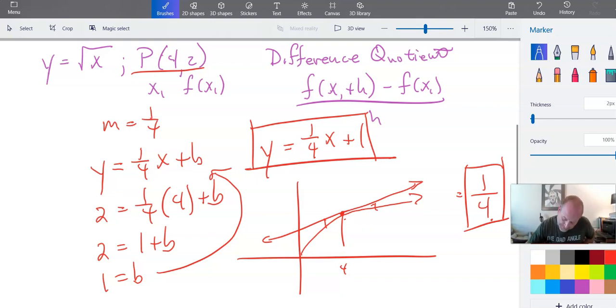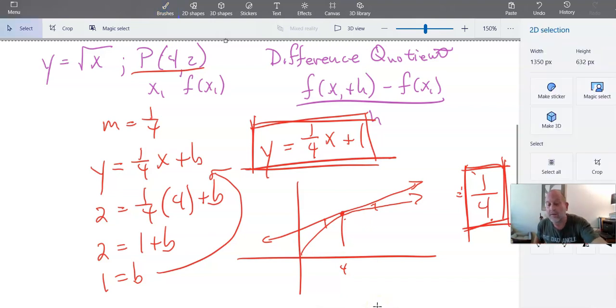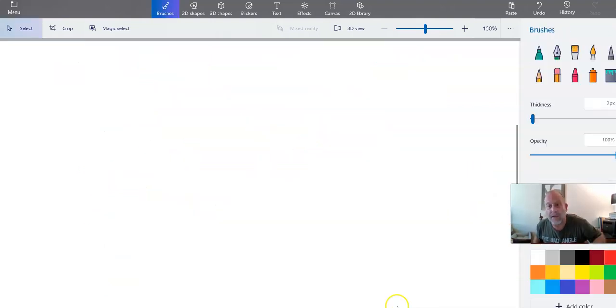Okay, but nonetheless, there's the equation of the line, and there's the slope at that point. That's the instantaneous rate of change at that point. All right. So let's look at one more, and I think that'll take care of most of the cases that you're going to see, the different types of functions. I want you to try this one on your own also.